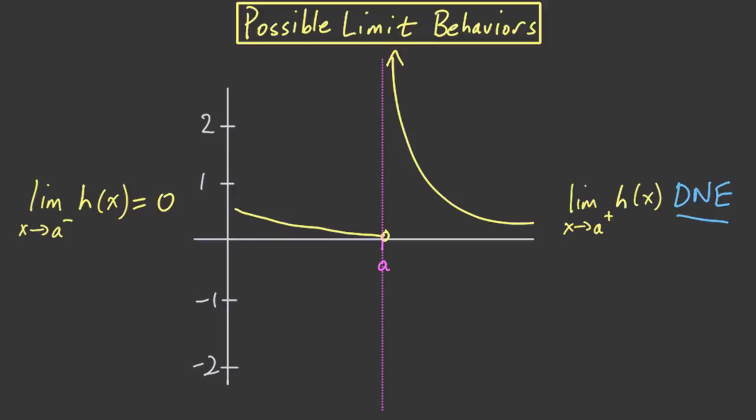So that's one way in which a one-sided limit might not exist. The function just kind of blows up towards infinity as we come in from one side. Of course, we could have had h going the other way. It could have blown up towards minus infinity, and that would also be a limit that doesn't exist.